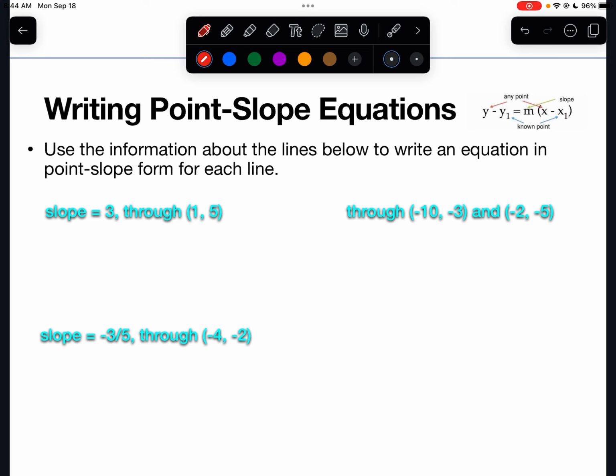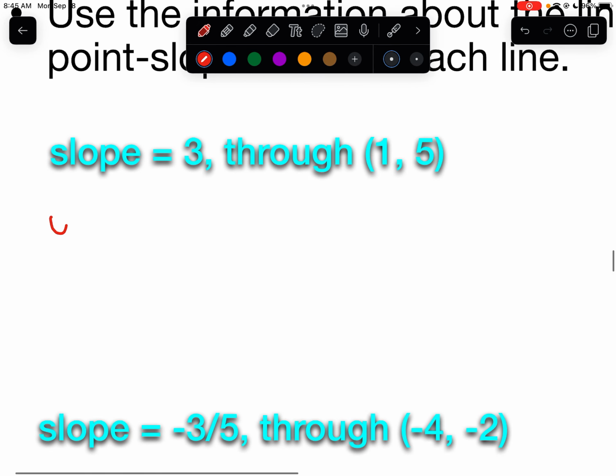Starting in the top left there, a linear equation with a slope of 3 passing through the point (1, 5). We don't have the y-intercept here. We don't have (0, blank), and so we can't use our slope-intercept form right away, but we can use this point-slope form right away. So, zooming in on this now, this is our format, y minus blank equals blank times x minus blank, where we have to fill in all of the blanks.